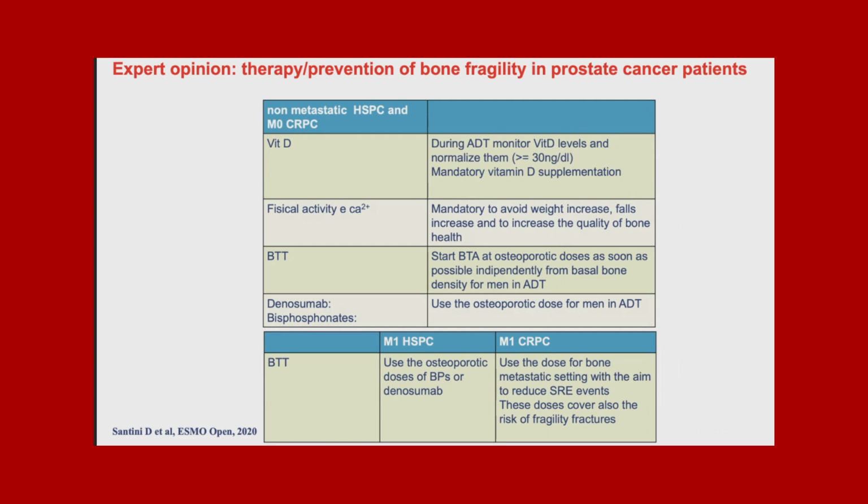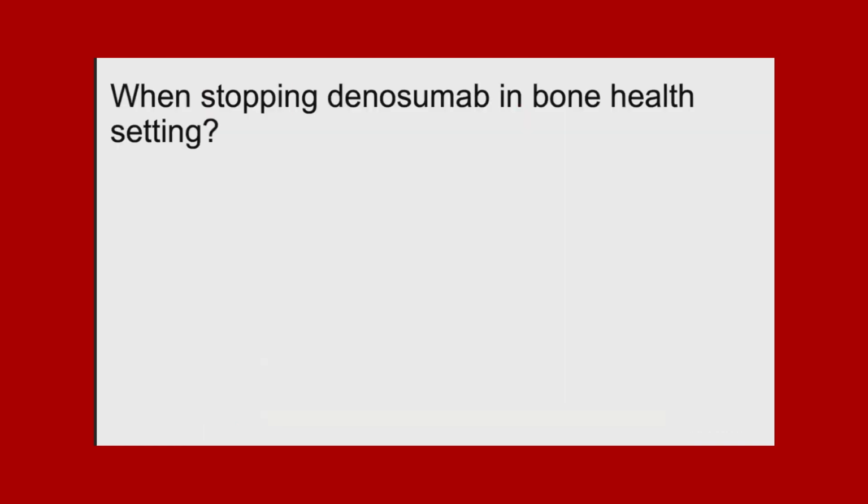In patients with M1 hormonosensitive prostate cancer, these patients can also have osteoporotic fracture in sites not involved by bone metastasis, and we suggest to use osteoporotic dose for bisphosphonates and for denosumab. In M1 castration-resistant prostate cancer, the doses used for metastatic disease are also able to reduce the osteoporotic fracture induced by the androgen deprivation therapy.